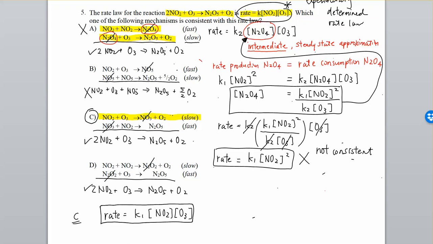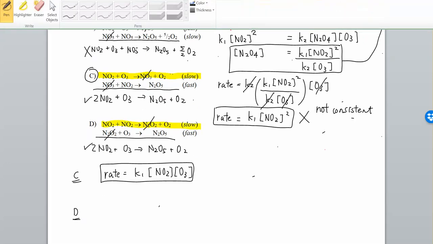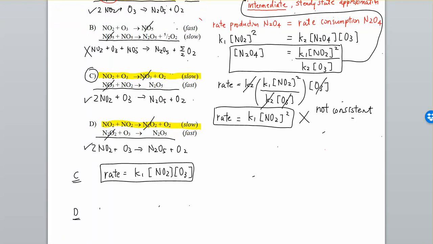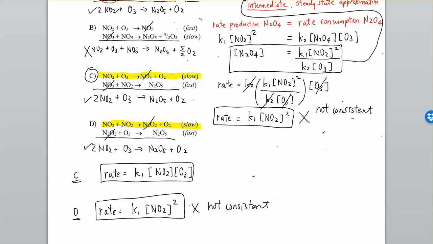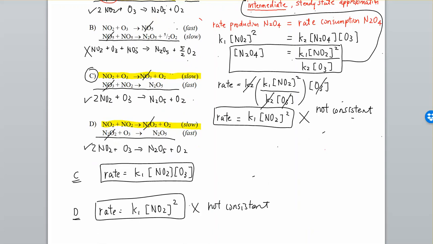For the sake of completion, let's move on to D as well. The slow step in the reaction mechanism proposed in D is also the first step. So let's write the rate law. Rate is equal to the rate constant for step 1 times NO2 times NO2, which I'm just going to write as NO2 squared. This is not consistent with the experimentally determined rate law, which is given above as k times NO2 times O3. Okay, so that's why the correct answer for this question is C.